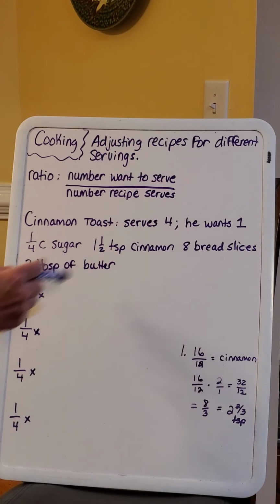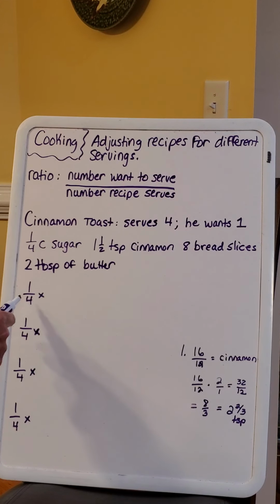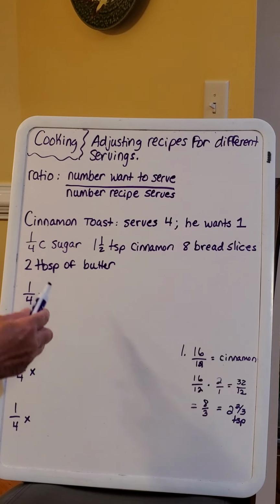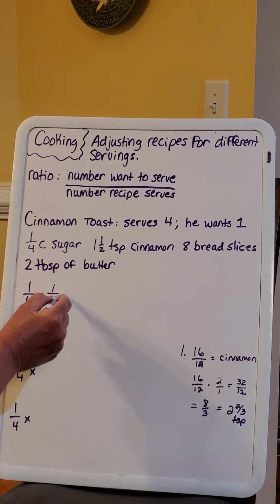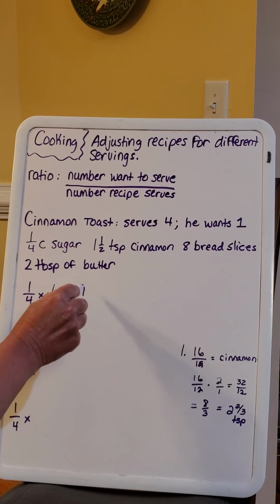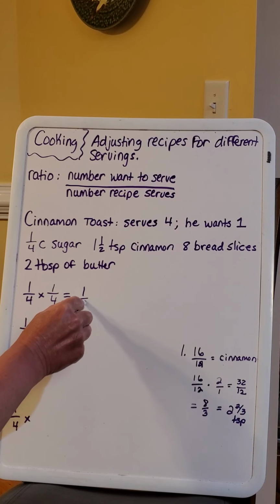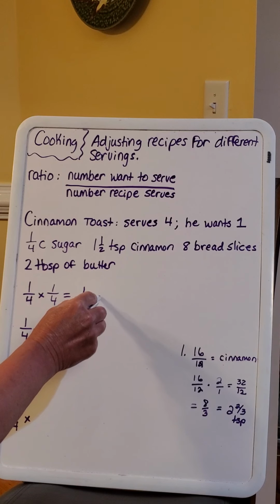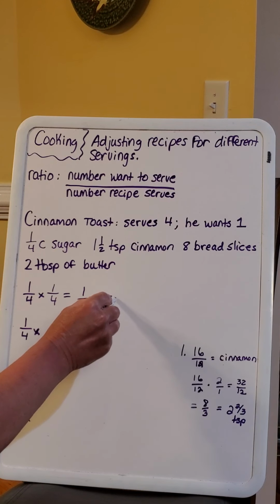Okay, so we're going to take each ingredient and modify it to make cinnamon toast for one person. So for first off the sugar, we want the ratio of one person out of the 4 servings in the recipe. So the sugar is a 1/4 cup. And when we're multiplying fractions, we go from side to side. So 1 times 1 is 1, 4 times 4 is 16. So you would need 1/16 of a cup of sugar.